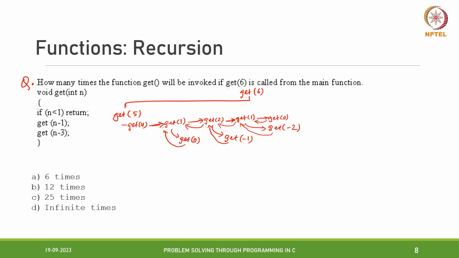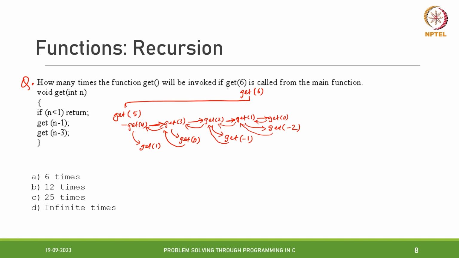It will send back the control to get of 4, which had called get of 3. Now what does get of 4 do? This get of 3 was the n minus 1. So now it will do n minus 3, which is still left to do. So it will do get of 1.